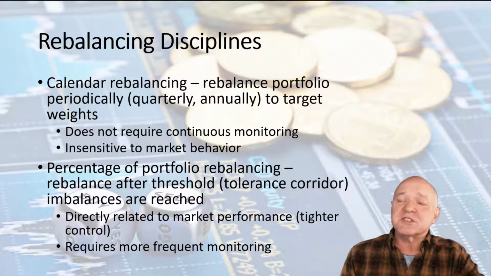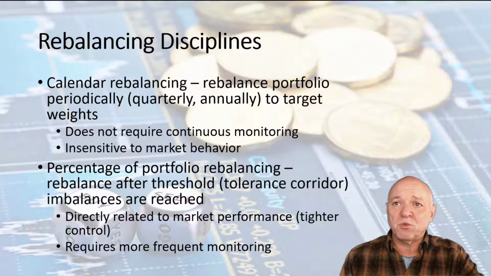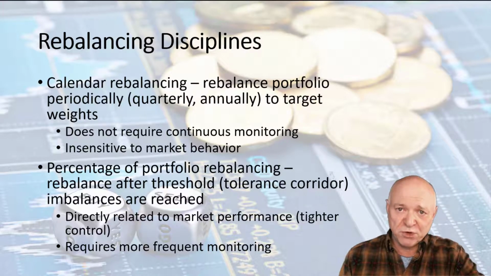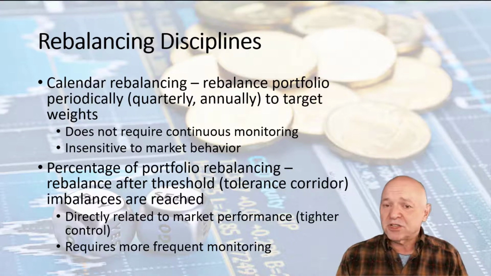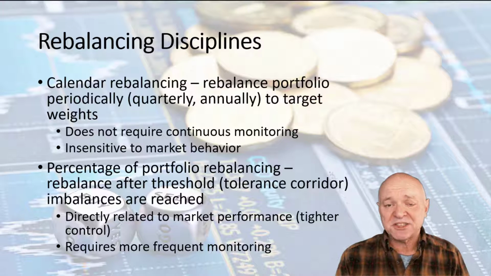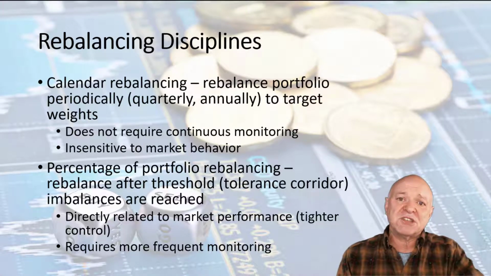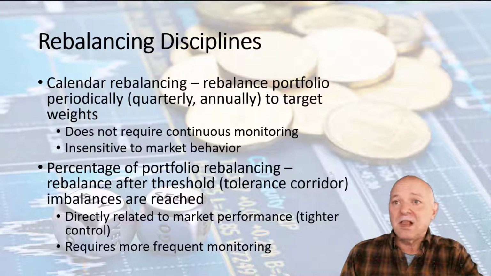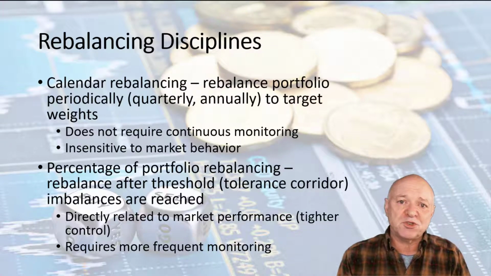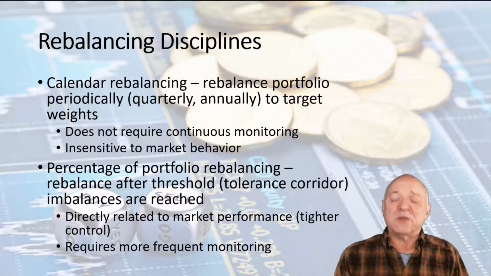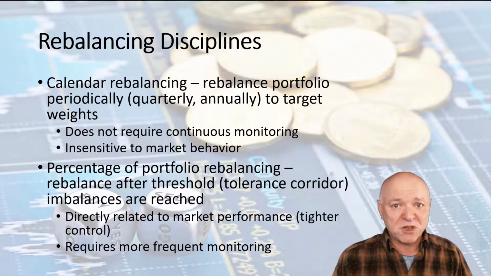An alternative approach is percentage of portfolio rebalancing, one that's a little bit more complicated, one we'll talk about in a bit more detail. We rebalance after a certain threshold has been crossed. Essentially what we do is we set up a lane or a corridor, and whenever the value of the asset class strays out of that corridor, then it's time to look at rebalancing. Market performance will be important. If we have strong trending markets, there'll be a requirement for much more control, and it'll require much more frequent and perhaps constant monitoring.